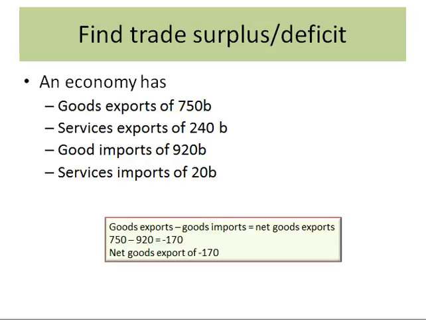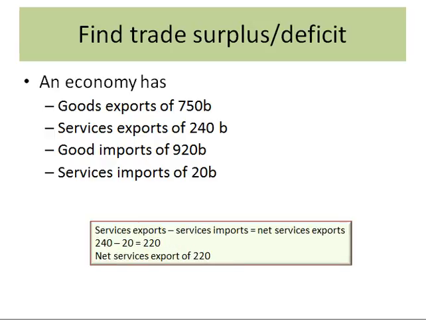What we're going to do is first determine our net goods exports. We take our goods exports minus our goods imports. That gets us our net goods exports. So 750 of exports minus 920 of imports. We have a net goods export of negative 170 billion.